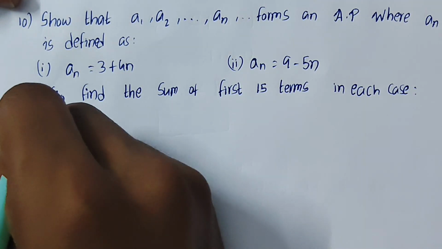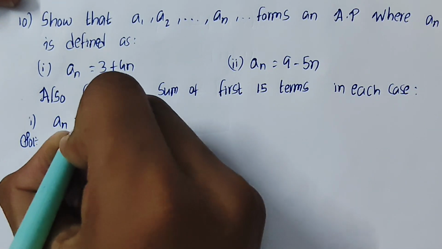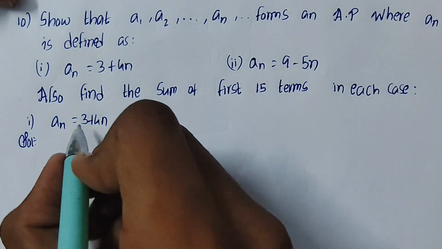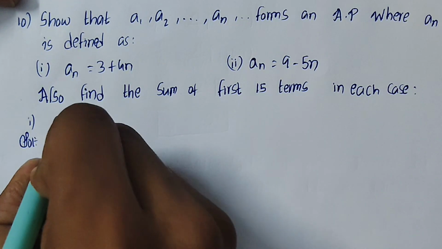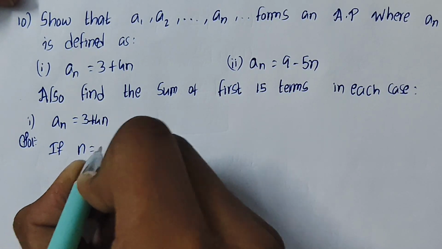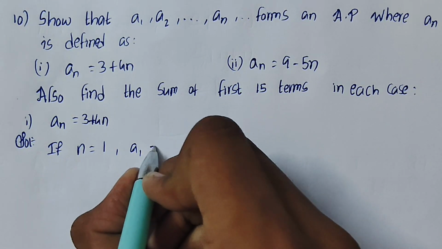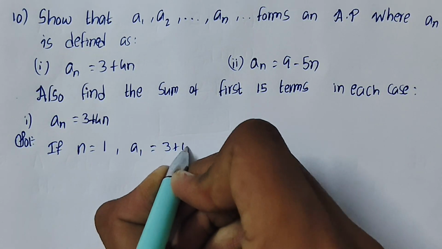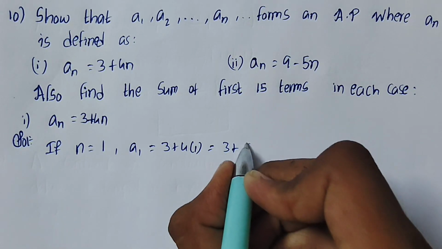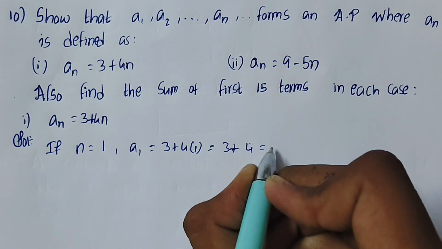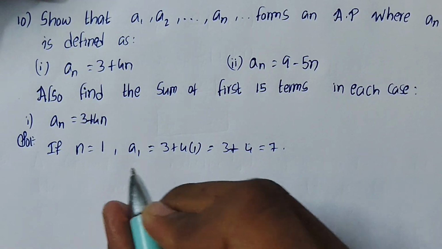I am going to solve the first sub-question, that is an = 3 + 4n. First I am going to form an AP. If n = 1, it becomes a1, the first term of the AP. So 3 + 4 into 1 = 3 + 4 = 7. So we got a1 = 7, which means the first term of the AP is 7.